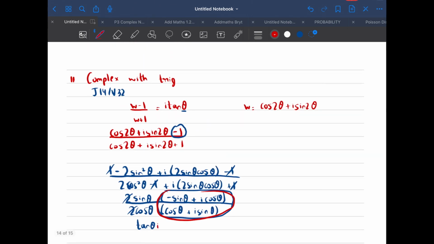So was I supposed to prove i tan theta? And at this point, I complete my lesson 2 of complex number.